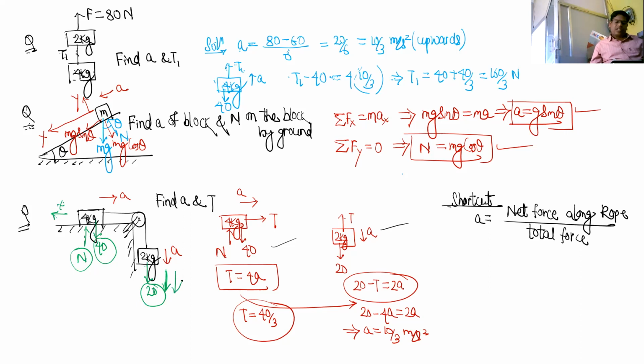And how much is the net force along the rope? Along the rope it is 20 only. This 40 and normal action, they are not acting. So directly we write down net force is 20 and total mass is 4 plus 2, 6. So it's 10 by 3. So directly also you can find it like this. Now you use this method and solve some questions and directly find out acceleration. Okay, chalo.